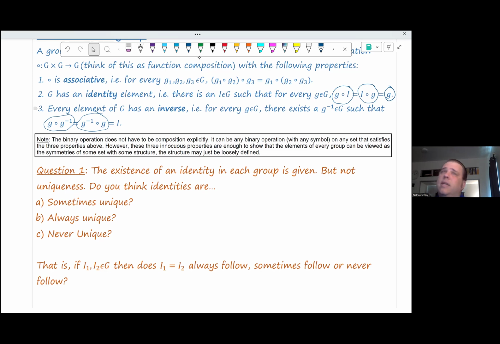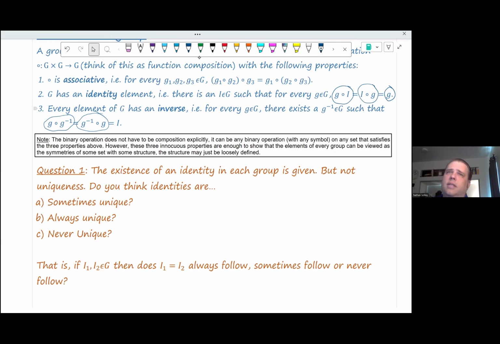Do you think identities are sometimes unique, always unique, or never unique? Another way to phrase that, to set yourself up well for proofs, is that if you take two identity elements, possibly the same, possibly not, does their equality always follow for every group, sometimes follow, or never follow? So maybe think to a couple of the examples before about the shapes and movement and the Rubik's Cube. Are those identities unique? Think about what it means to be an identity for an element. Would they be unique?